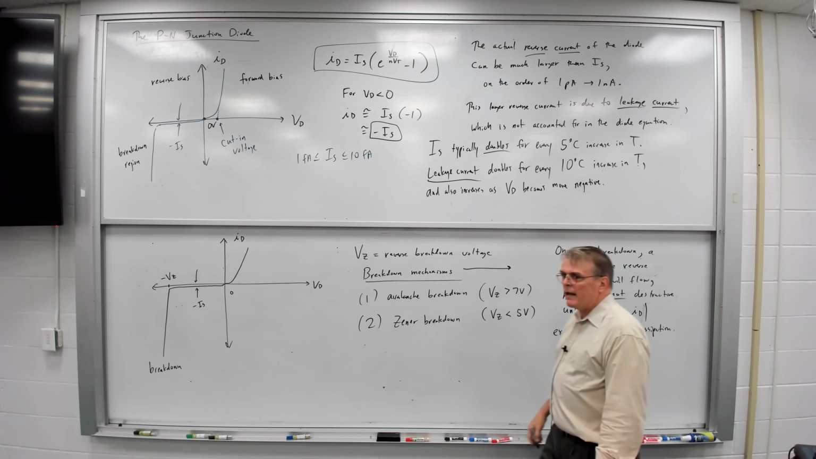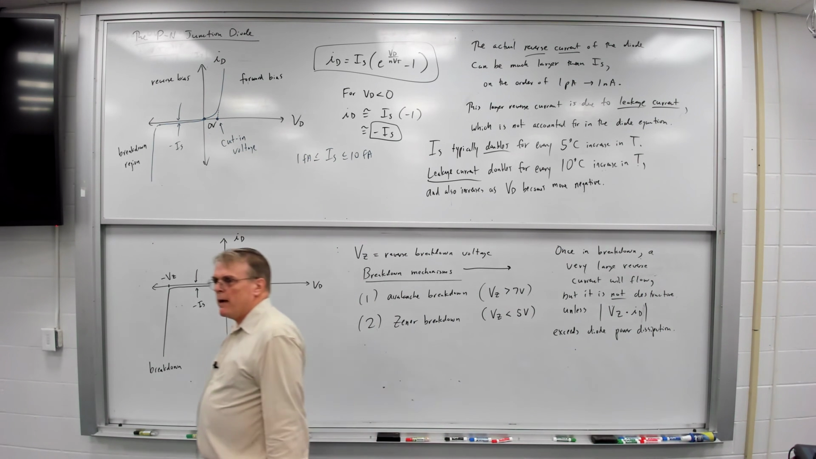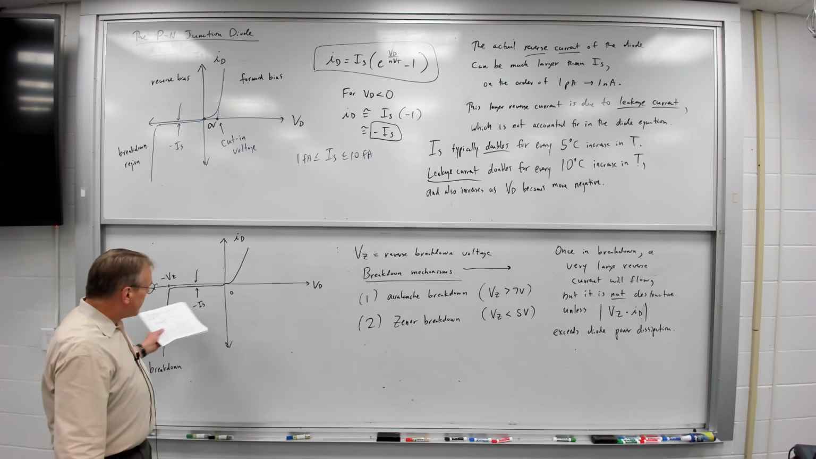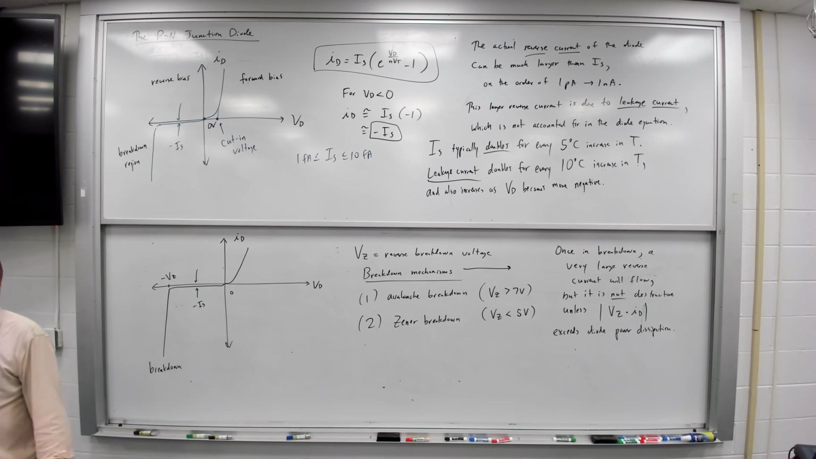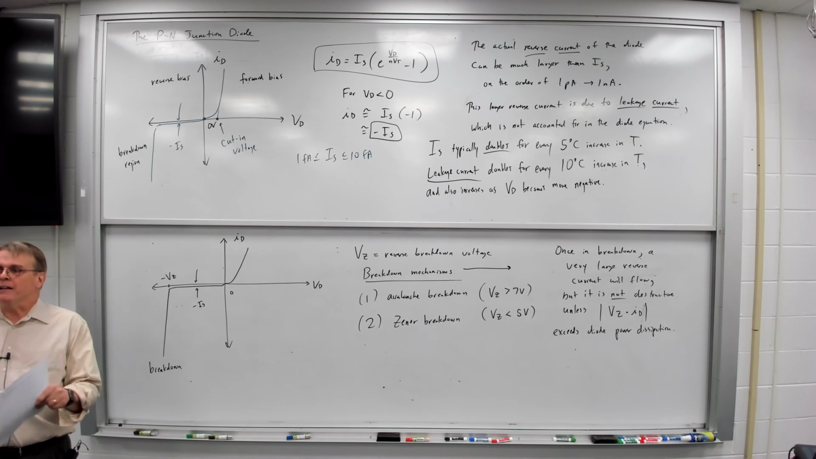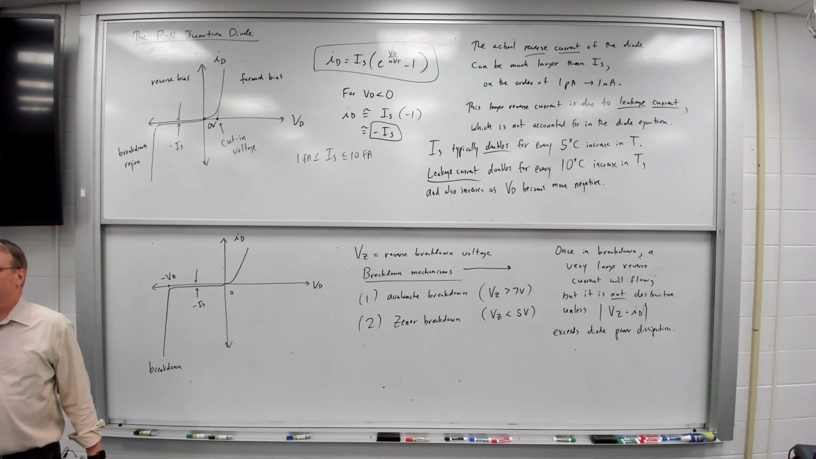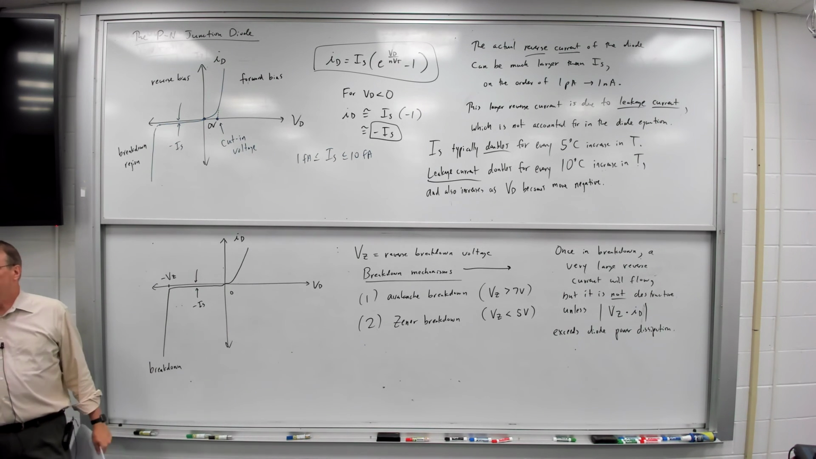As long as you don't allow the diode to dissipate too much power, you can bring the diode back out of reverse breakdown and it goes back to normal operation. But if you push too much current through the diode and it gets too hot, literally the p-n junction begins to melt. At that point, the diode is destroyed.